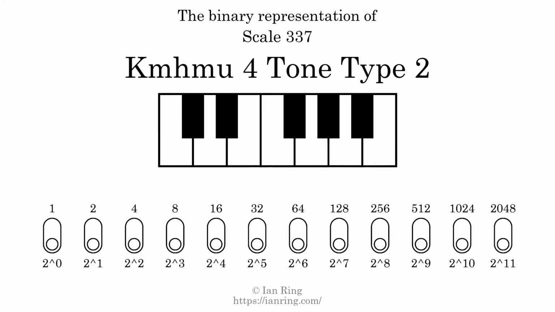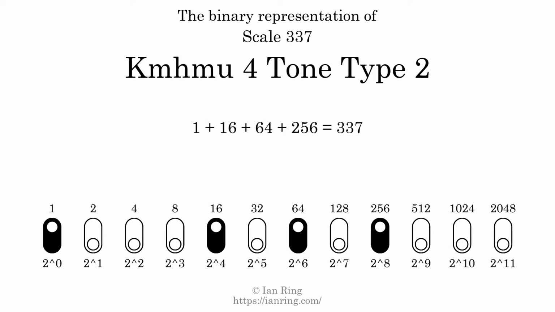The binary representation of this scale is determined by mapping tones of the scale to binary digits. Each binary digit represents a power of 2. To get the scale number, we add the powers of 2 together. The powers of 2 that are present in the scale, all added together, equals 337. That is why the scale number, in decimal, is 337.